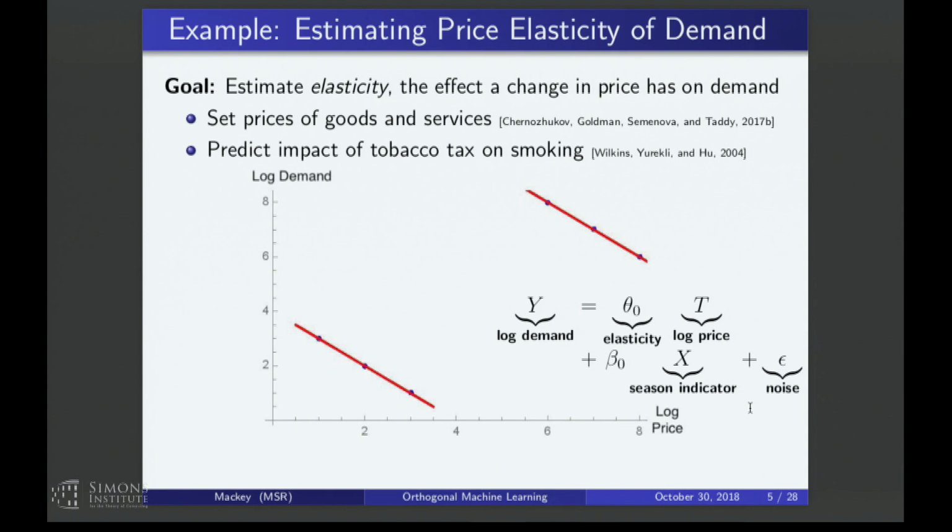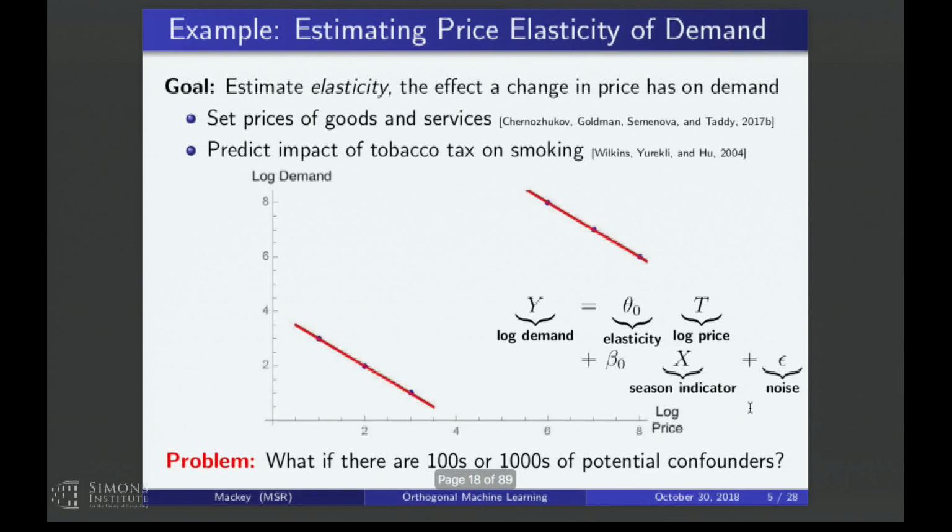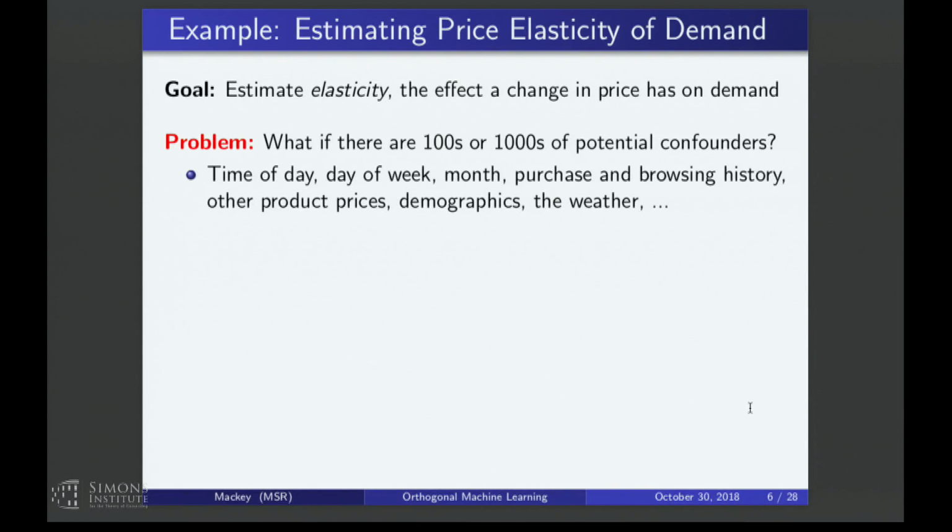But in this case, we're only dealing with a single confounder in an artificial data set. What if there are hundreds of confounders? What if there are thousands of confounders? And actually, that's the typical case these days.